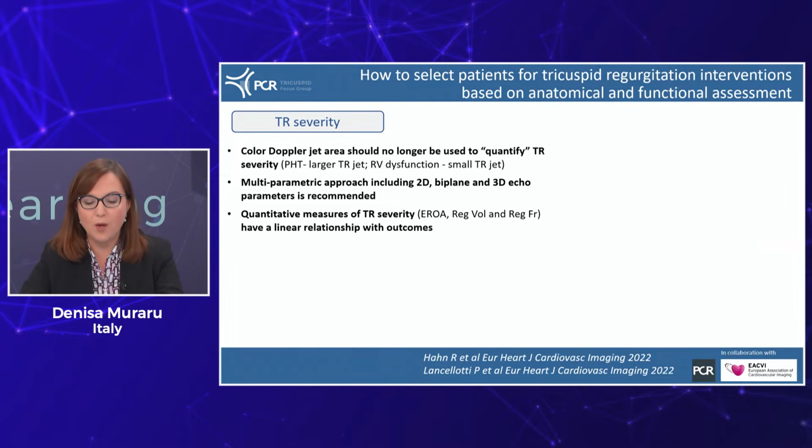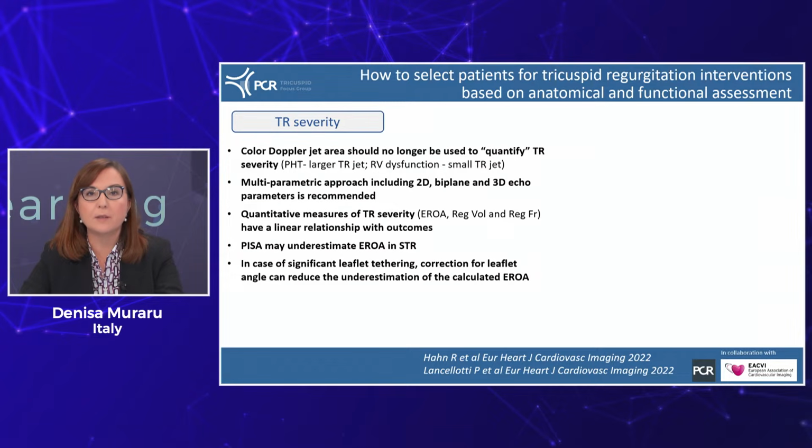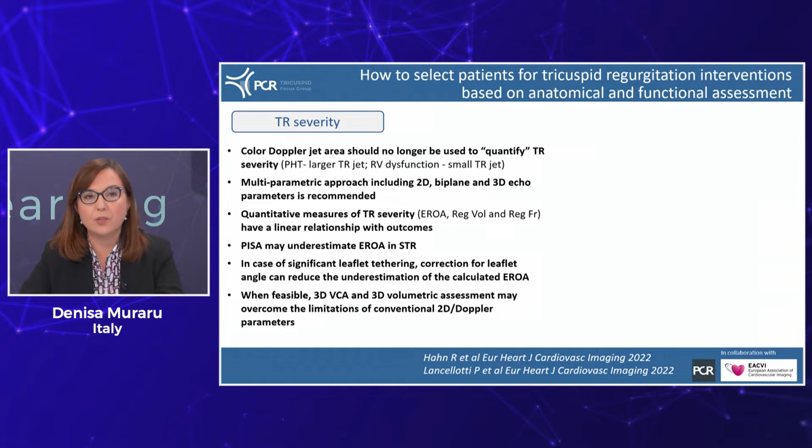And we should try always to include them in the report or to ask them for the imager. PISA method may underestimate error in secondary TR because of the very irregular shape of the regurgitation orifice. And we now know that if there is a significant tethering of the valve, we should also apply angle correction in order to not underestimate the severity.